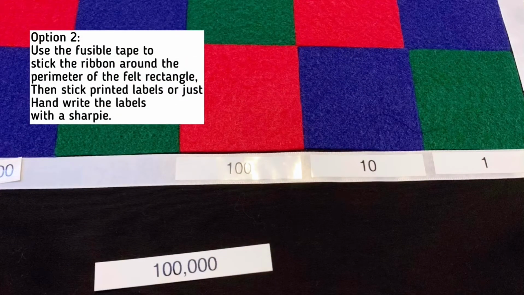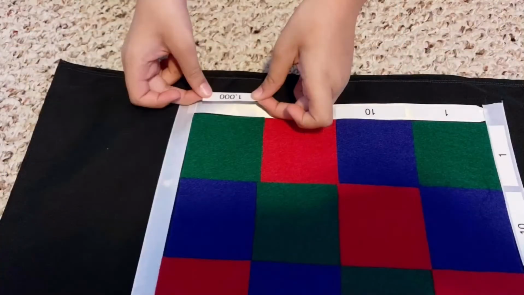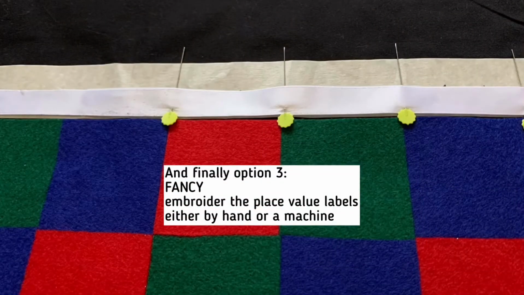For option 2, use fusible tape to stick ribbon around the perimeter of the felt and stick on labels from a label maker or just handwrite it with a Sharpie.